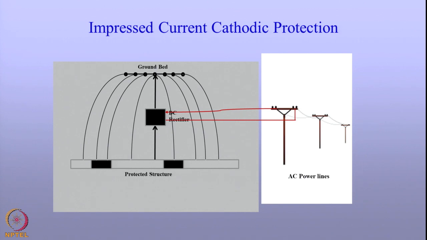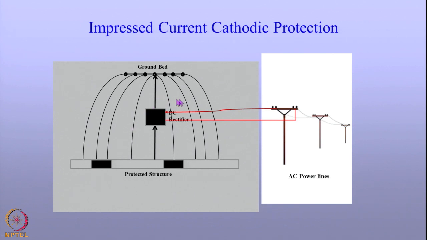What is done in this system is that you have anodes which are buried in the soil or the electrolyte, whatever be the case, and you apply current to these structures through these anodes using a DC rectifier. Okay. And the positive terminal of the DC rectifier is connected to the anode, the negative terminal of the rectifier is connected to the pipeline. So, current enters the soil through this anode, okay, and then from the soil the current enters the pipeline. In that way, you can bring down the potential of the pipeline to the required values, and this is called the impressed current cathodic protection system.